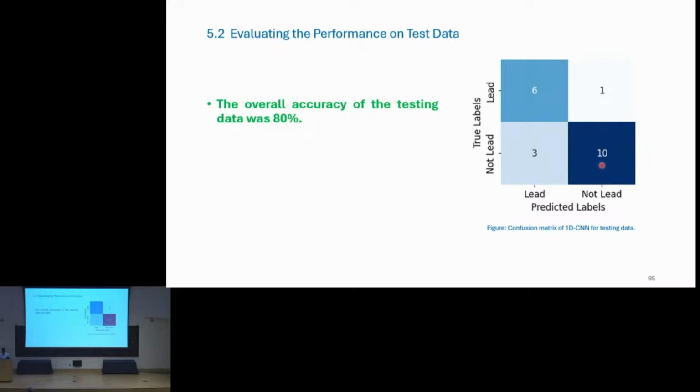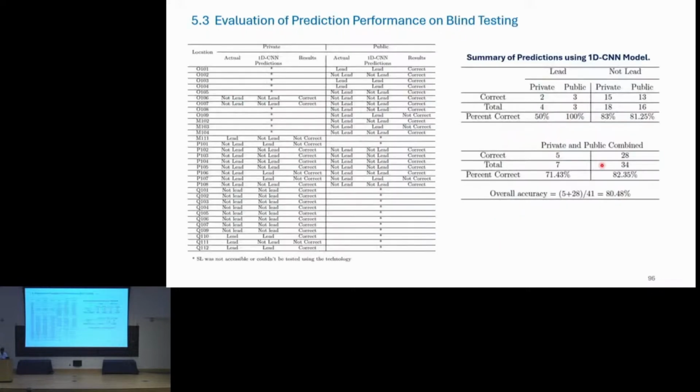After developing this model, we have a bunch of blind testing data. So what we did is we predicted those blind-tested data service lines using our approach, and we gave the predictions to the water utilities, and they returned to us with their actual information and said which ones we got correct and which ones we got wrong. So we gave them a total of 41 predictions, and you can see that out of 7, we got 5 lead cases correct. And for not-lead cases, we got 28 of them correct. So right now, our model's performance is 80.48%.